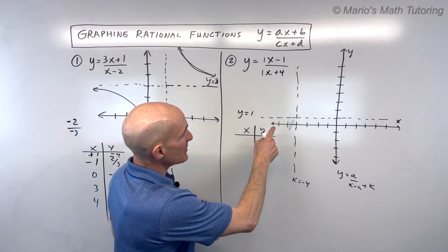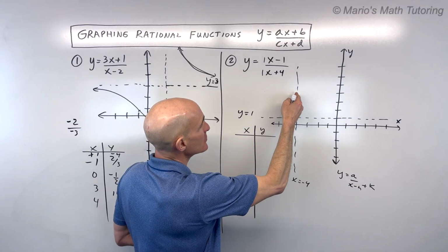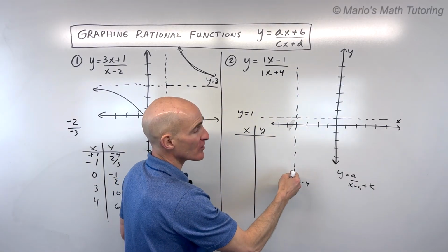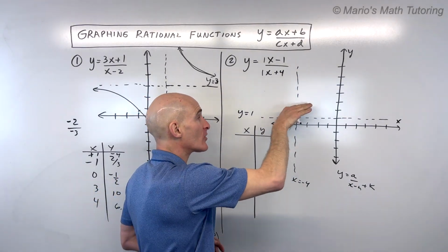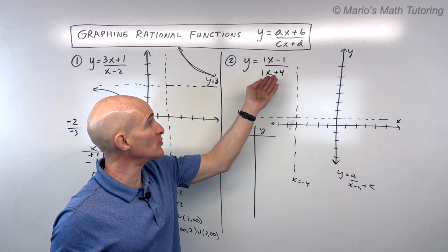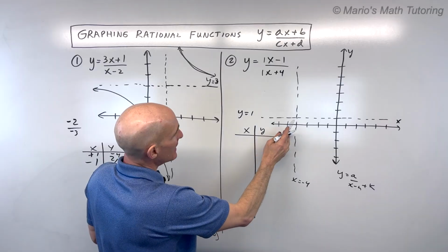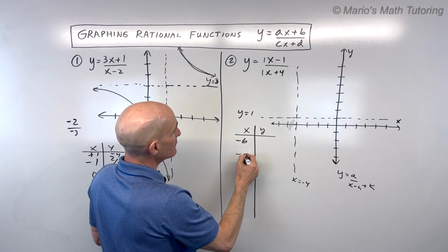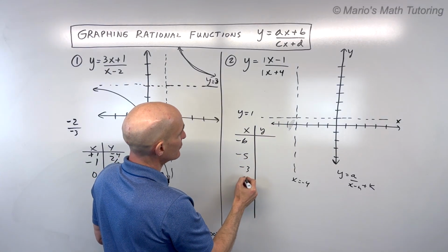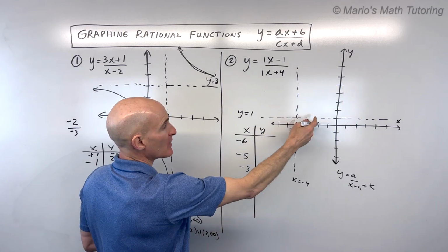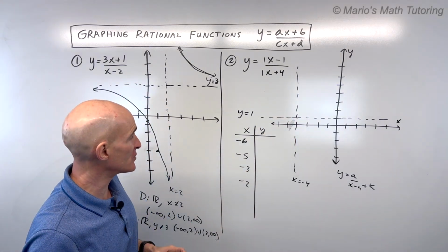The reason being because when you get close to the asymptote, it's either going to go up towards positive infinity or down towards negative infinity. You can't go through the vertical asymptote because then you'd be dividing by 0, which is undefined. So let's maybe pick -6, -5, -3, -2. I'm just picking a couple on either side to get a general feel for this graph.